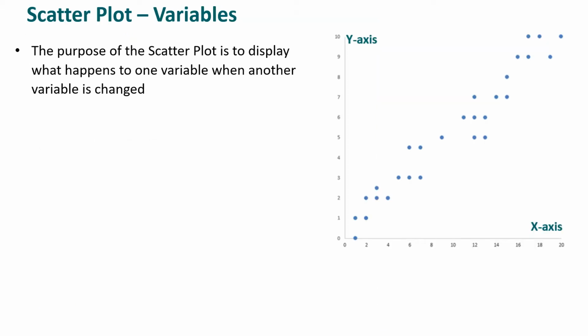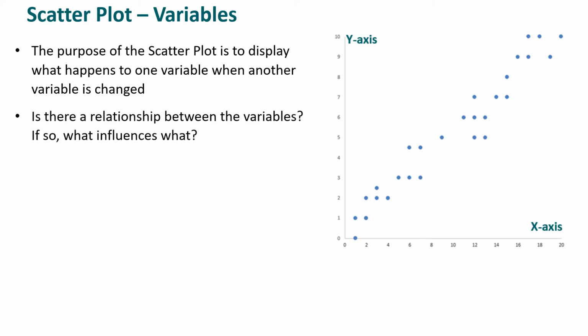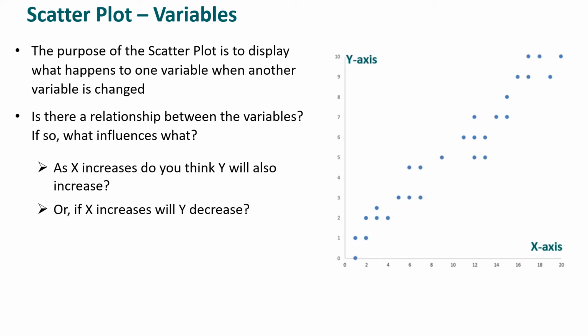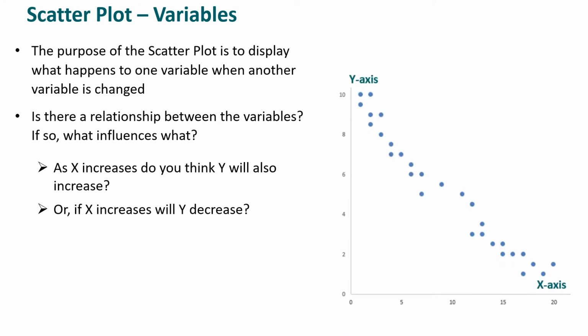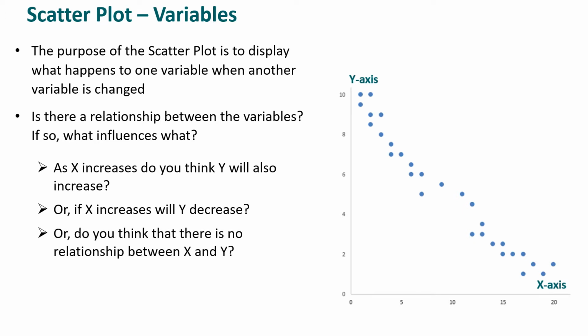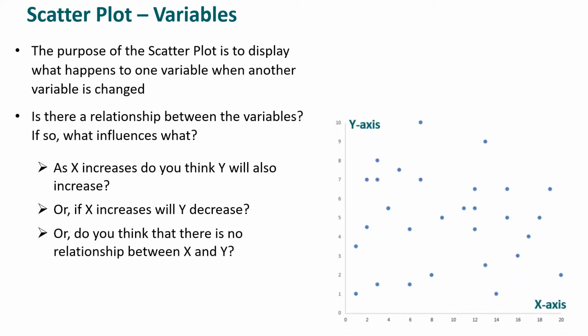So the purpose of a scatter plot is to display what happens to one variable when another variable is changed. Is there a relationship or a correlation or an association between the variables? If so, what influences what? As X increases, do you think Y will also increase? And this is demonstrated in this particular example to the right. Or, if X increases, will Y decrease as displayed in this scatter plot to the right? Or do you think there is no relationship between X and Y, which is demonstrated in this scatter plot?